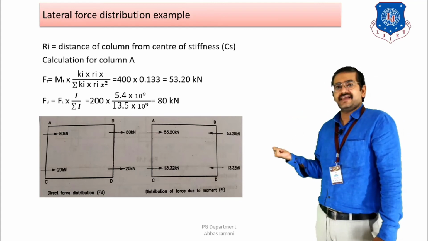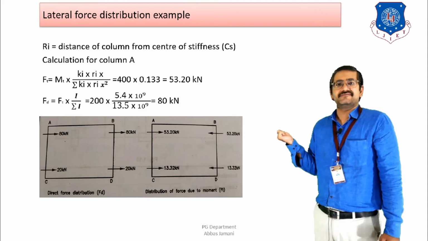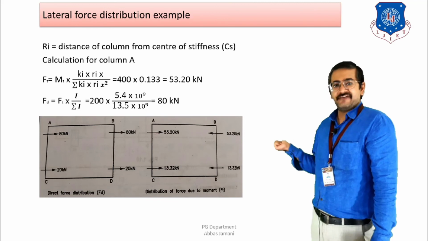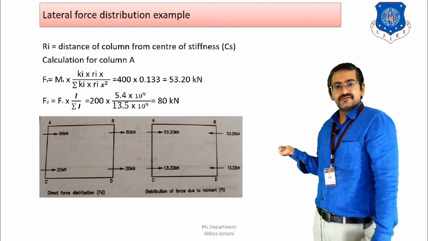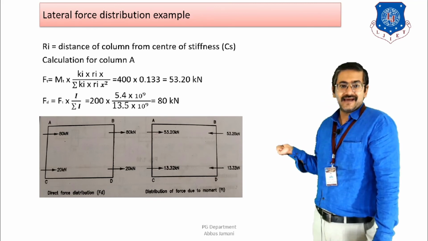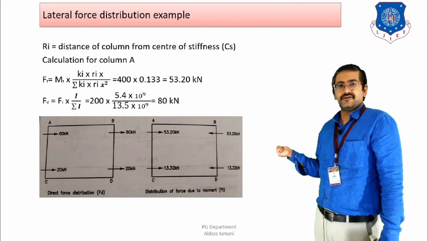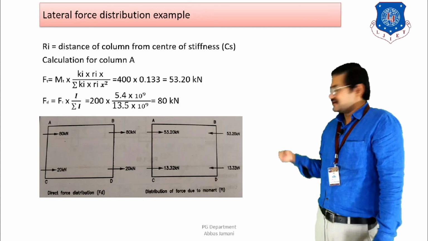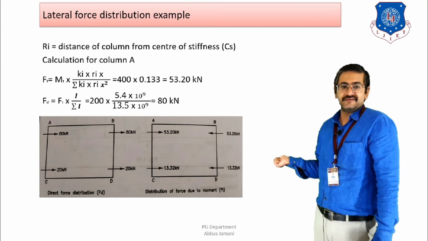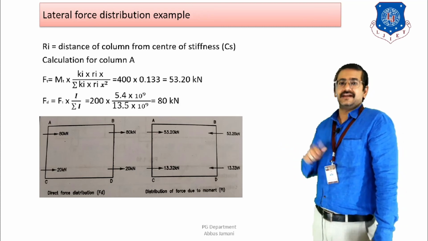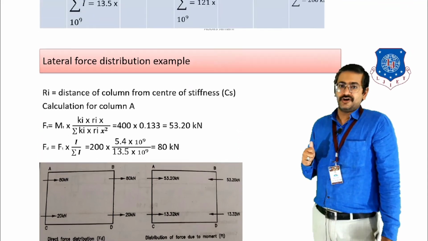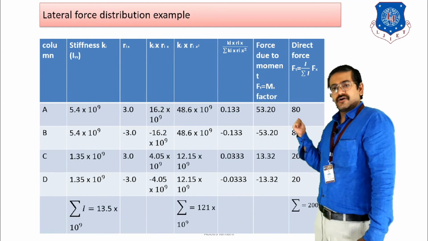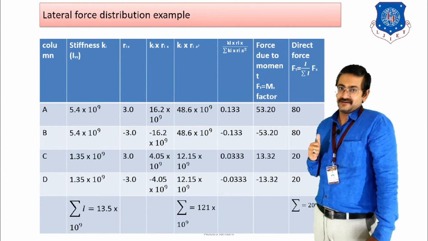And similarly, if I calculate the value of direct force, that is Fd, as shown over here in the figure, then the formula for Fd is given by Fd is equal to F into the value of I divided by sigma I. So the value of F is the lateral load, that is 200 kilonewton. Individual value of I is there, sigma I is also there. Put the values, you will get the value of Fd, and that value is coming as 80 kilonewton. Right? So similarly, when you go back to this table, you can calculate the values for all these forces that are mentioned over here.